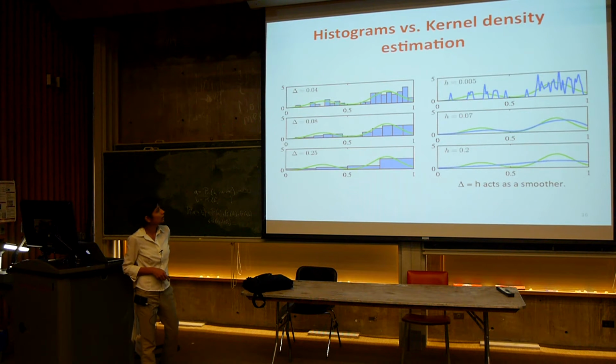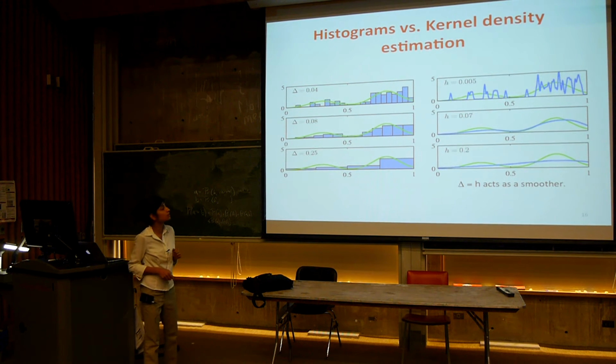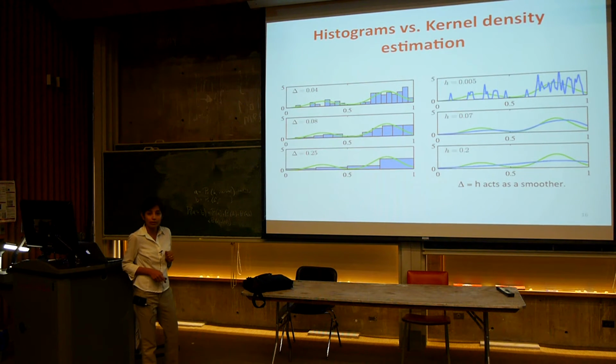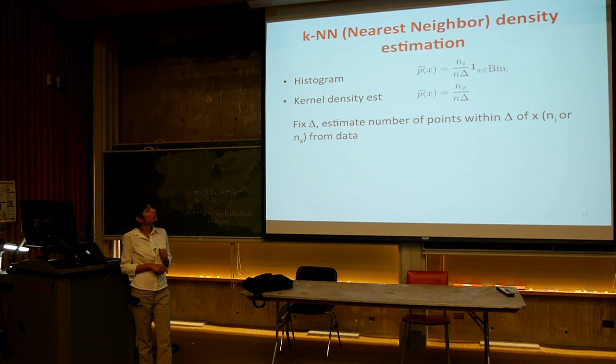All right. So we have talked about these two, histograms and kernel density estimates. Let's talk about one other way you can think of doing density estimation, which is also non-parametric, which is k nearest neighbor density estimation. So what's the idea here?